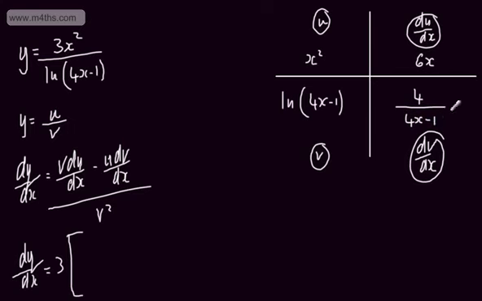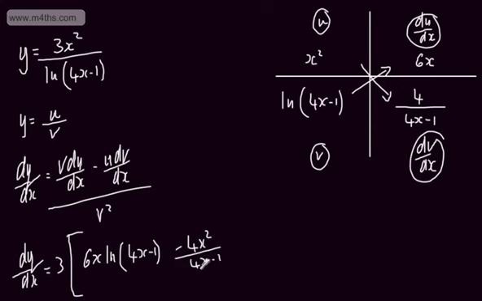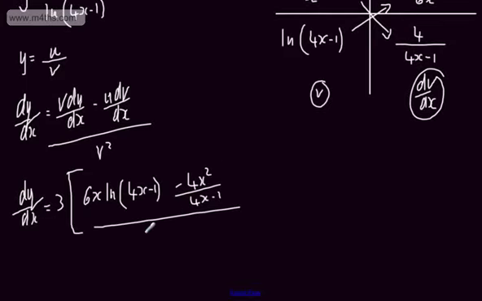Now, when you come on to integrating, you will spot that this is the derivative of the denominator. So the numerator is some form of a derivative of the denominator, and that will help you with integration. So it's worth bearing in mind later on. So what we're going to have are these two multiplied. So we've got 6x multiplied by the natural log of 4x minus 1. Then we'll subtract away 4x squared over 4x minus 1, and we will put all of this over v squared, and this is the natural log of 4x minus 1, which we're going to square.